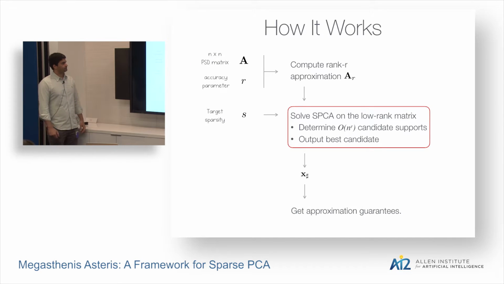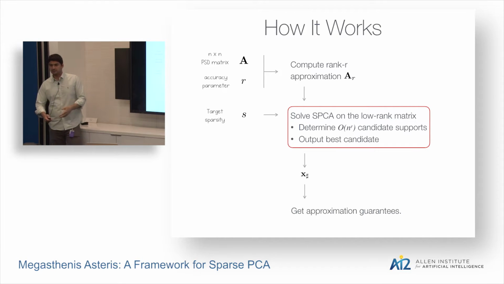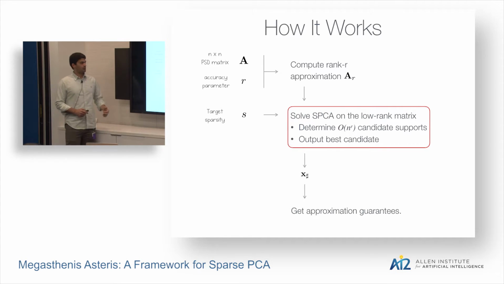Okay. So how does it work? High-level overview of the algorithm. Input is an n by n positive semidefinite matrix, the correlation matrix of my dataset, an accuracy parameter R, and of course a target sparsity S, how sparse I want my extracted component to be. The first step is to compute a rank R approximation of the input. I will denote from now on this matrix with the subscript R, just to remind you that now we are talking about a rank R matrix. Then I solve the sparse PCA problem on the low rank matrix.